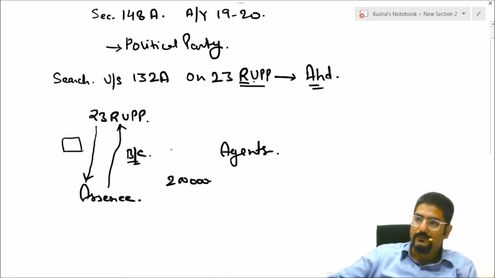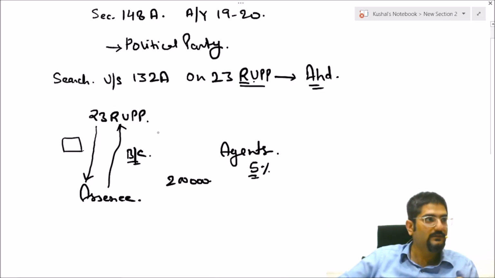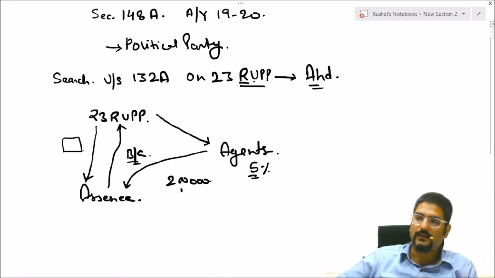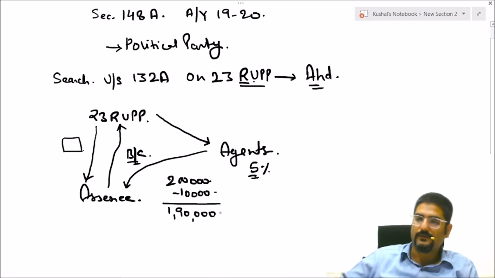Then the agent comes into the picture and says that we will charge a commission of, let's say for example, 5%. We'll get this done for you. We'll identify one RUPP, you make payment through banking channel, and we will make arrangements so that cash will be returned to you. The RUPP will give cash to the agent, and then the agent, after deducting commission of 5%, returns the cash to the assessee. The commission is 10,000 rupees, and the assessee gets the amount back in cash, that is 1,90,000 rupees.